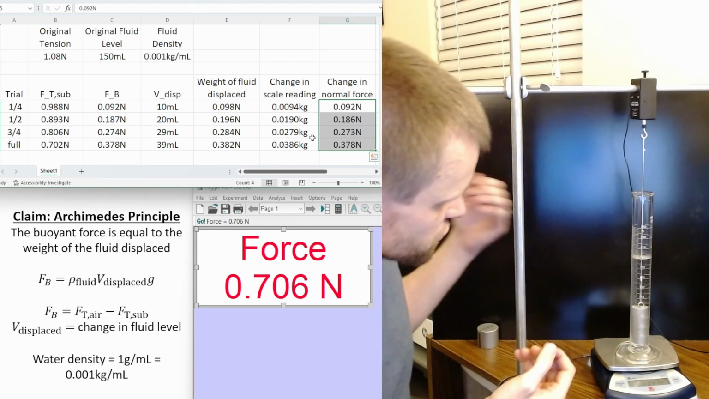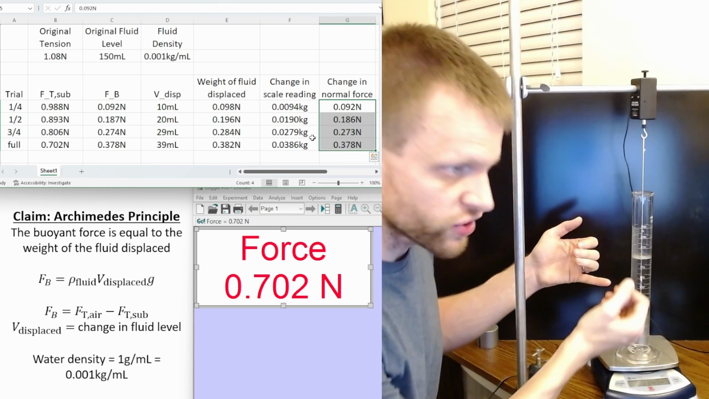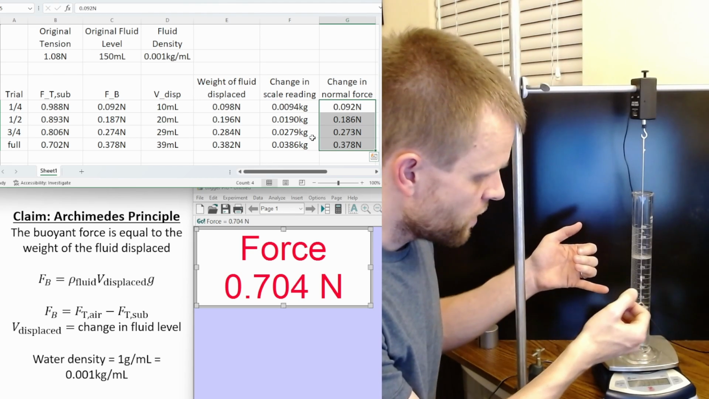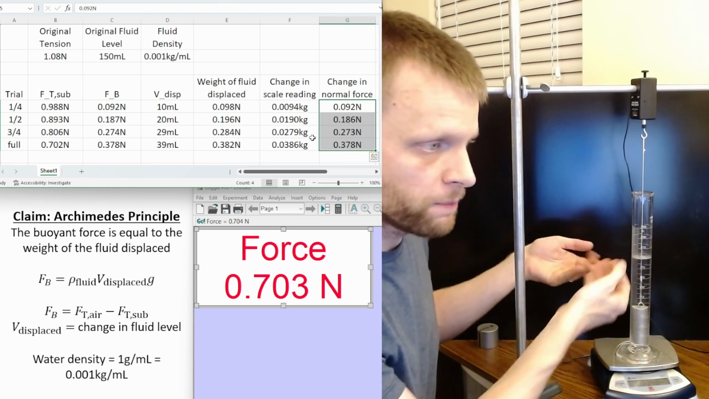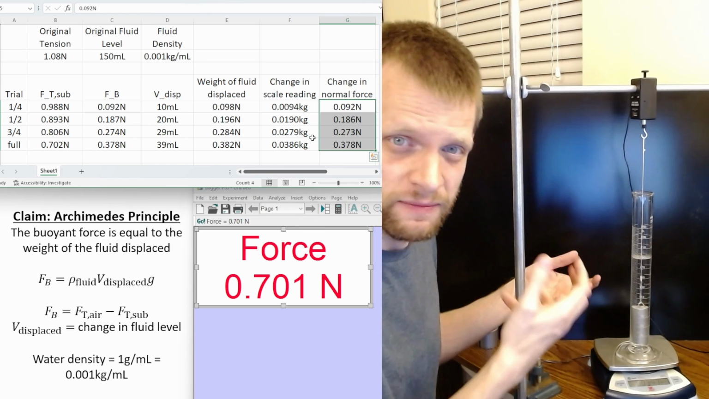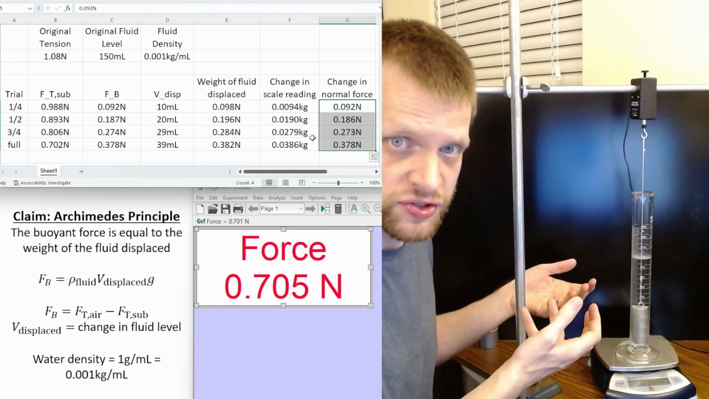So that means if we look at what's happening with the water in here, the water is pushing up on the object with that strength of the buoyant force that we've measured.